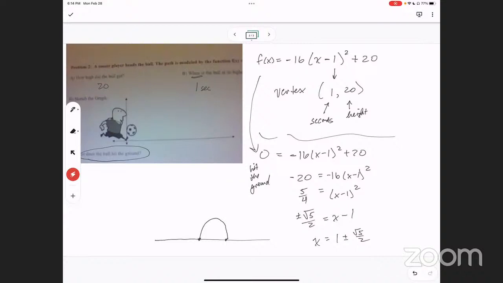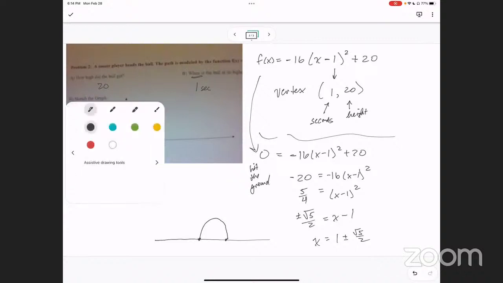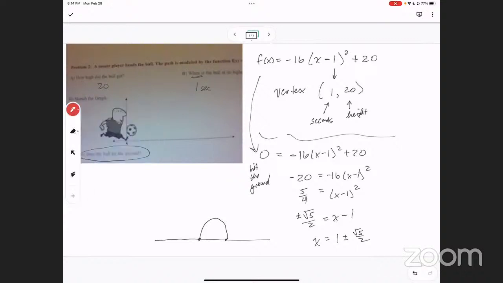Yeah. So your vertex is at (1, 20). So your vertex is right here. Look at my graph. 1, 20 is your vertex. This is 1, and this is 20 on the y-axis. And your intercepts are, let's see, that's 2. Yeah, so it's going to be here. Yeah, I guess that kind of makes sense.